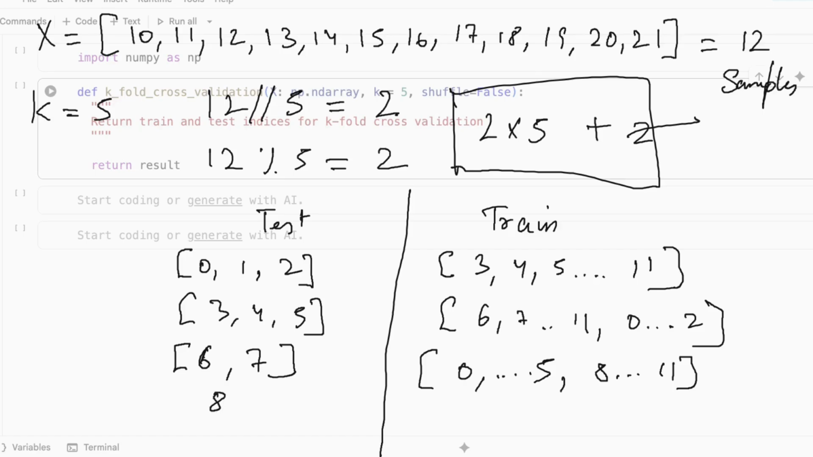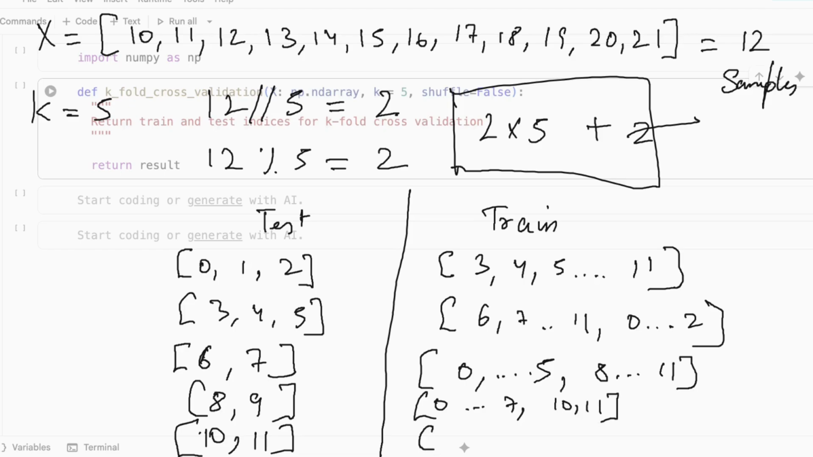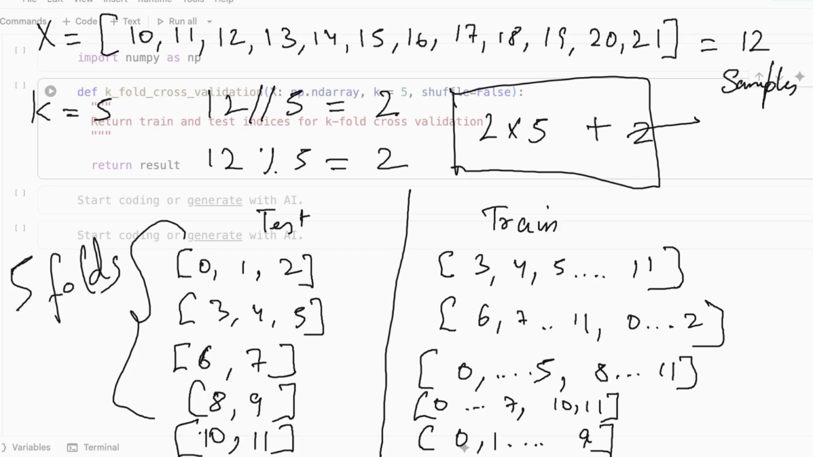Similarly, let's go fast with the remaining examples. Test will be 8, 9, then it will be 10, 11, and we will have the corresponding train examples, which will be from 0 to 7, then 10, 11, then the last one will be from 0 until the index 9. So again we have 5 folds but with a varying number of samples in each fold.